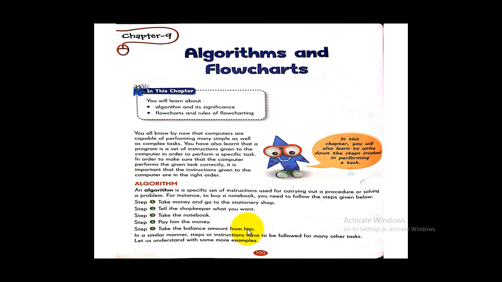Now if your notebook costs rupees 60, then the shopkeeper has to return 40 rupees, so you have to take the balance amount, that is the 40 rupees, from the shopkeeper. Suppose the notebook is 60 rupees and you gave a 100 rupee note, then the 40 rupees, you have to take it back from the shopkeeper, the balance amount.